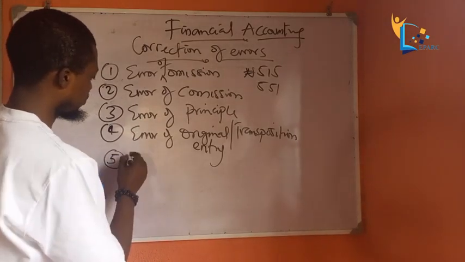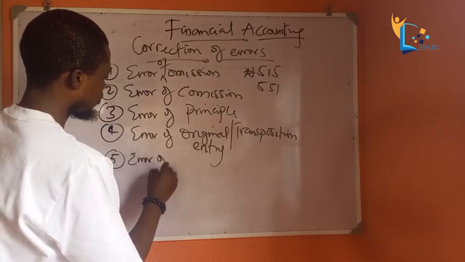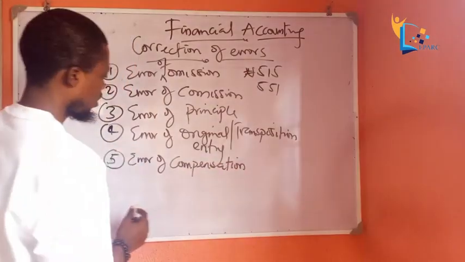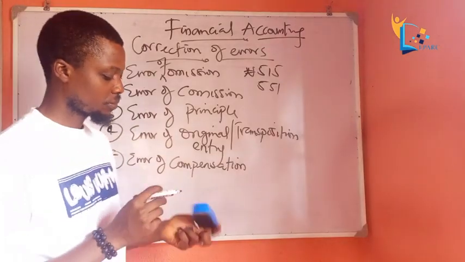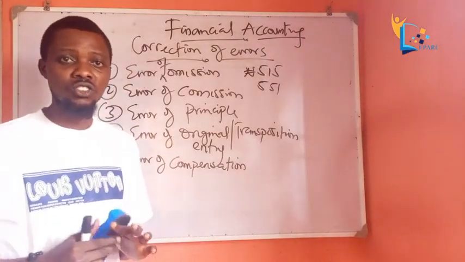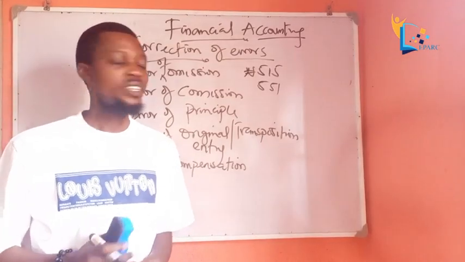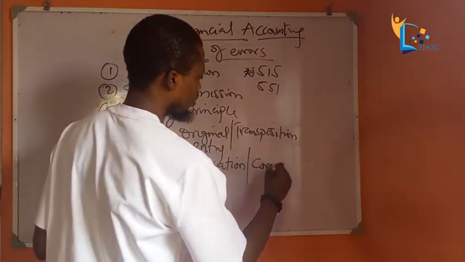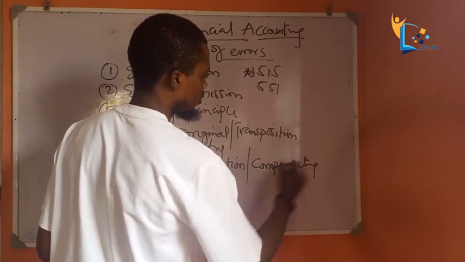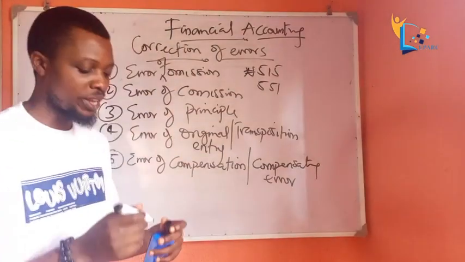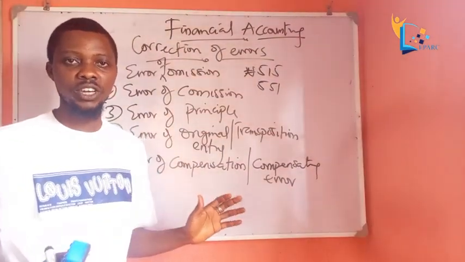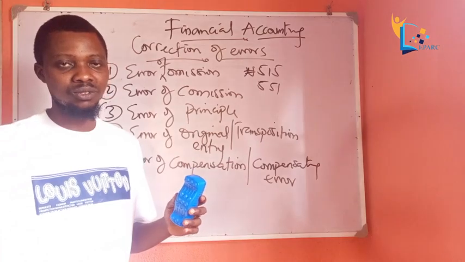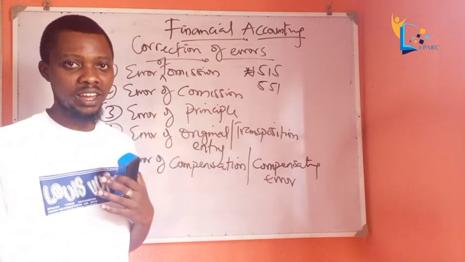Now, number 5, we have error of compensation. Error of compensation. Okay? Now, when we talk about compensating error, or error of compensation, this is when an entry from one account is cancelled by another entry from another account.